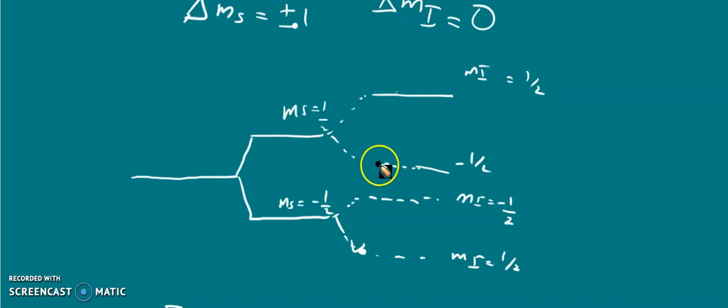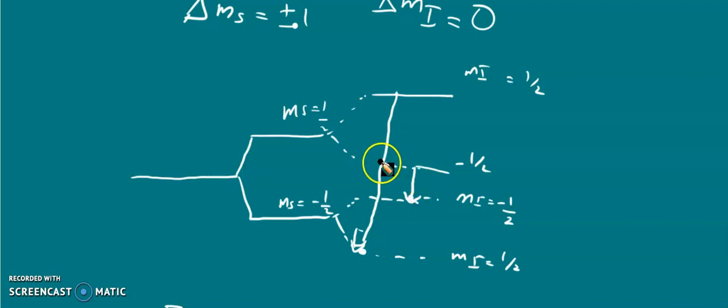അതുകൊണ്ട് ഇവിടെ നിന്ന് ഇങ്ങോട്ടൊരു ട്രാൻസിഷൻ ഒരിക്കലും ഉണ്ടാവില്ല. ഇതിൽ നിന്ന് ഇതിലേക്ക് ട്രാൻസിഷൻ വരാം. അപ്പൊ അതിന്റെ mi യുടെ സെലക്ഷൻ റൂളും കൂടെ നോക്കണം. ഡെൽറ്റ mi ഈക്വൽ ടു 0. അപ്പൊ mi ഹാഫിൽ നിന്ന് mi ഹാഫിലേക്കൊരു ട്രാൻസിഷൻ. And mi minus half to mi minus half, another transition.